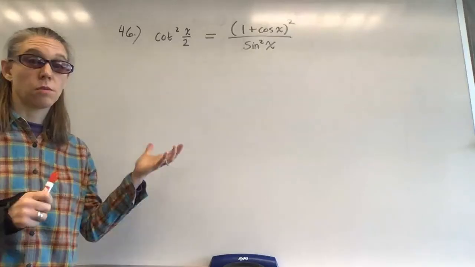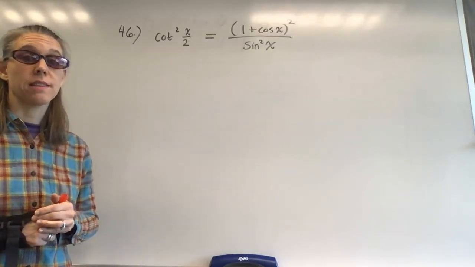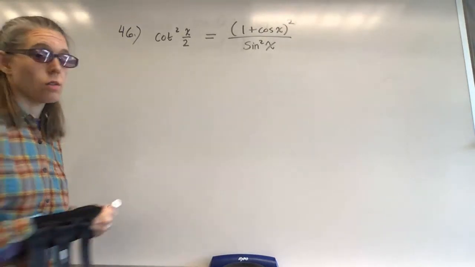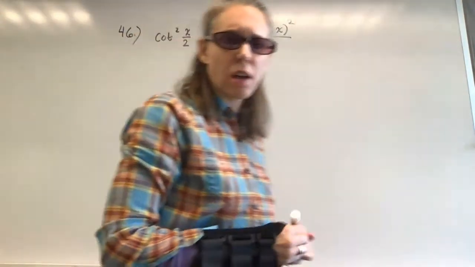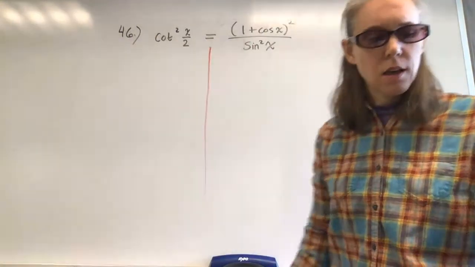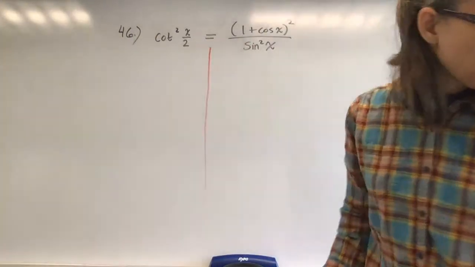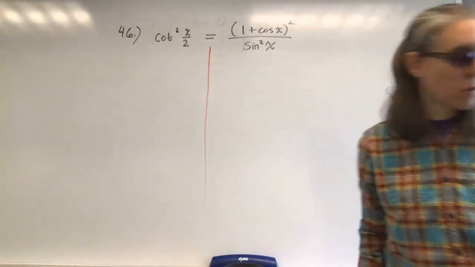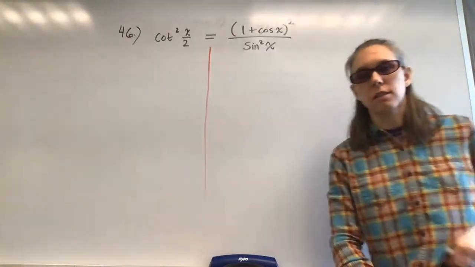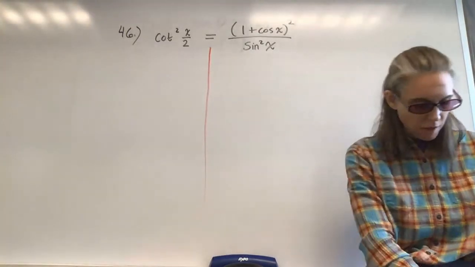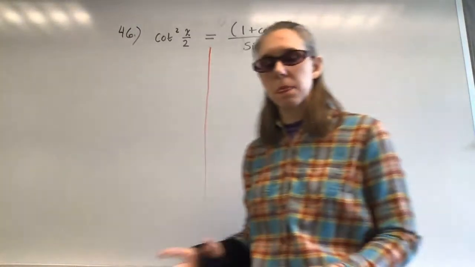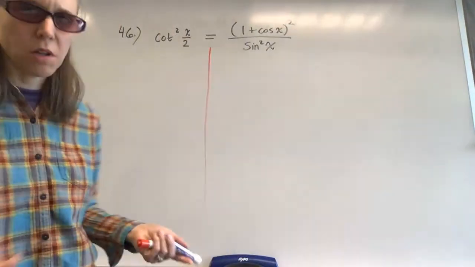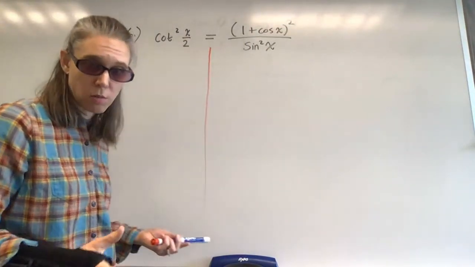Okay. So number 46 is verify the identity. So I'll start by drawing this line, and then I can choose which side I want to work with. In general, it's best to go ahead and pick the side that has the formula. And we are looking at the side with the cotangent of x over 2, so we have a couple different formulas for tangent, but we don't have cotangent, so what do we do about that?